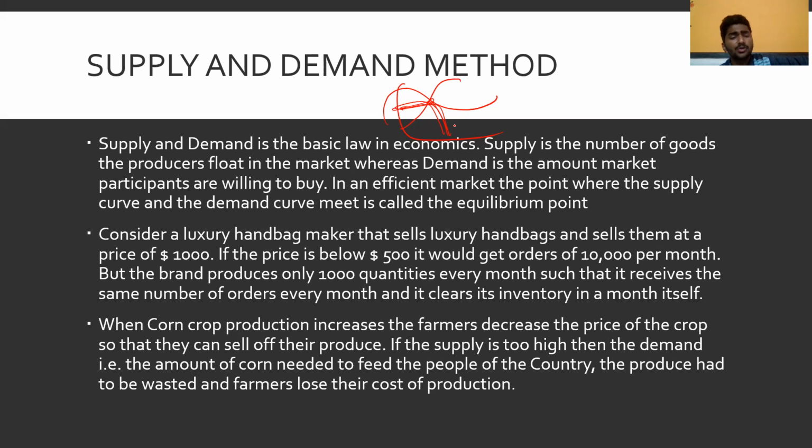When corn crop production increases, farmers decrease the price of the crop so that they can sell off their produce. Like if the produce is more, the rates are less, so they can sell more. If the supply is too high, then the demand is the amount of corn needed to feed the people in the country. The produce used to be wasted, and the farmers lost their cost of production.